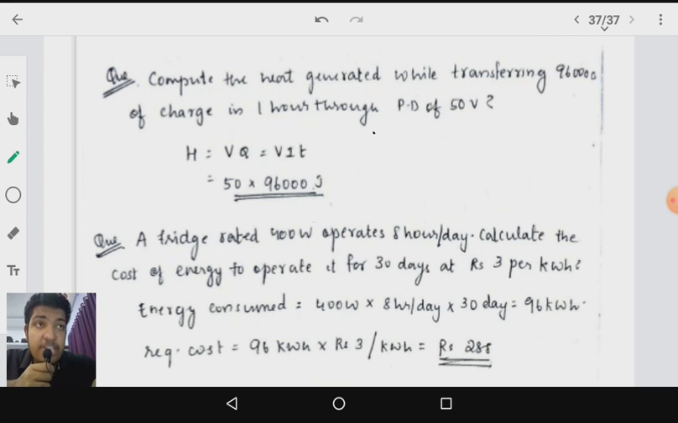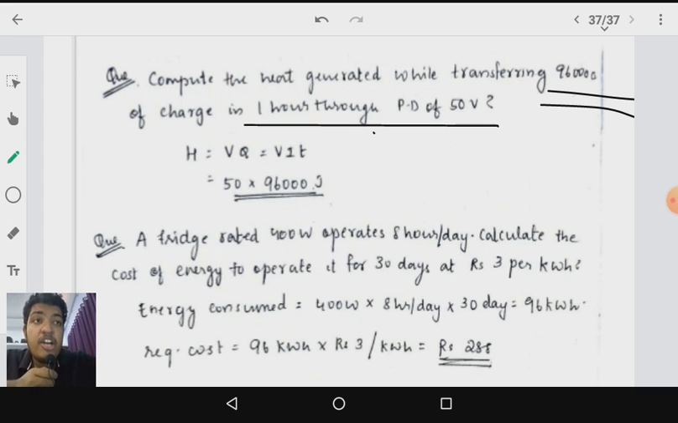Calculate the heat generated while transferring this much coulomb of charge in 1 hour through a potential difference of 50 volt. So heat is equal to V into I into T, right? So that is equal to 50 into 96,500, that is the charge that is flowing, right? So charge is equal to, we have directly this equation, V into Q. So we can just substitute here 50 into 96,500. This 1 hour is actually useless here.